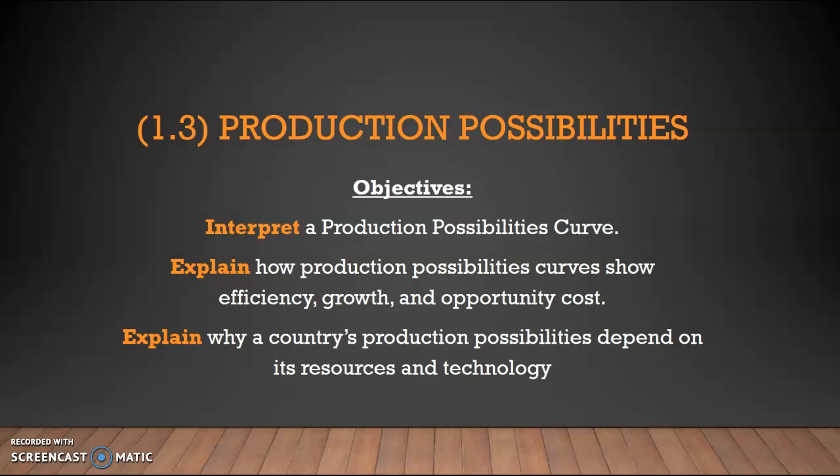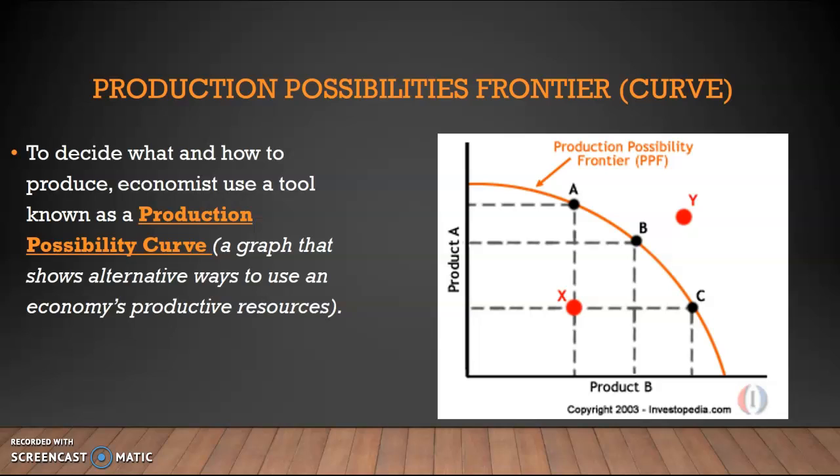And we're going to look at why a country's production possibilities curve or frontier depends on how it uses its resources, including technology. So, first, what is a production possibilities frontier or curve, a PPC or a PPF? This is a tool that economists, people in the government, folks like that use to measure or decide how and what to produce, what and how much. It shows alternative ways to use an economy's productive resources.